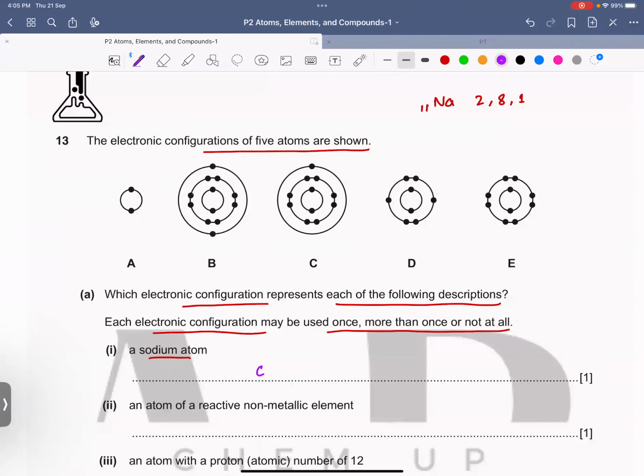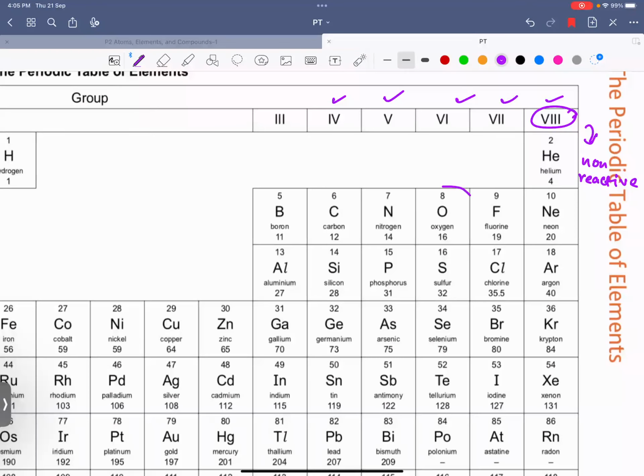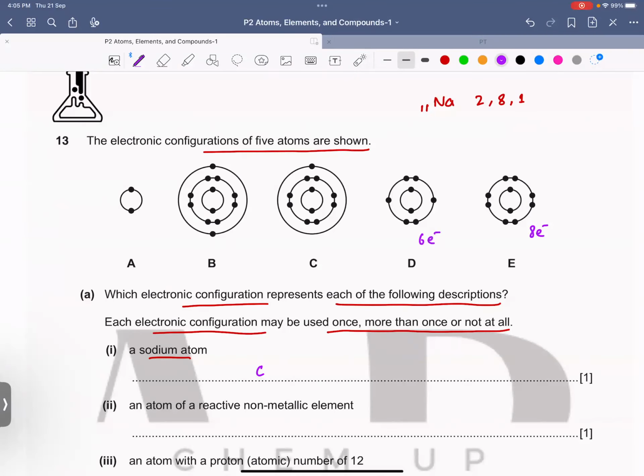So if you look at E, there are 8 electrons in the outermost shell, so it is non-reactive. If you look at D, it has 6 electrons in its outermost shell. So it is a reactive non-metal like oxygen because it's in group 6. So it's going to have 6 electrons in its valence shell. Is this understandable? Okay. Yes. The correct answer will be D over here.